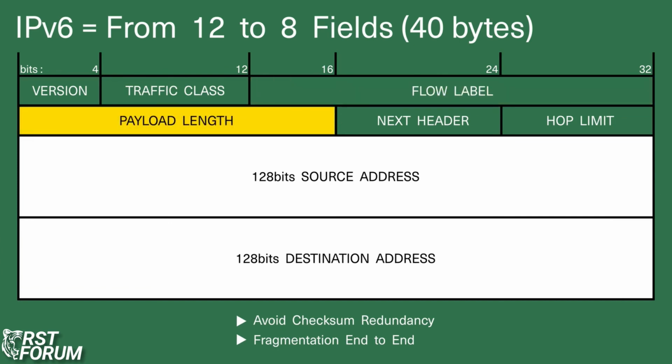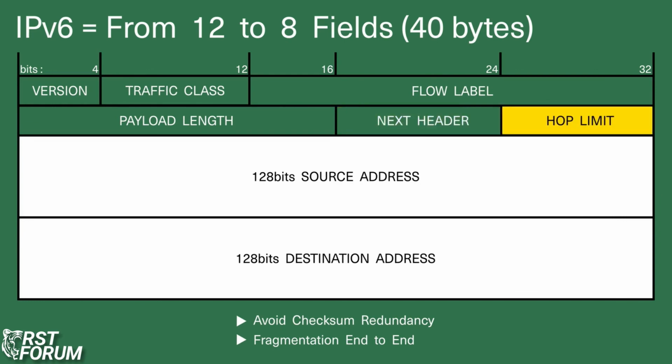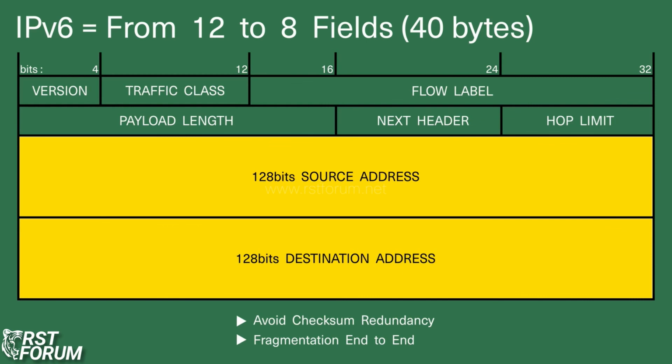The payload length field describes the length of the payload only, and not the entire packet. The next header field indicates the type of information that follows the basic IPv6 header. The hop limit specifies the maximum number of hops that an IPv6 packet can take. The source and destination address field identifies the sender and receiver's IPv6 address.